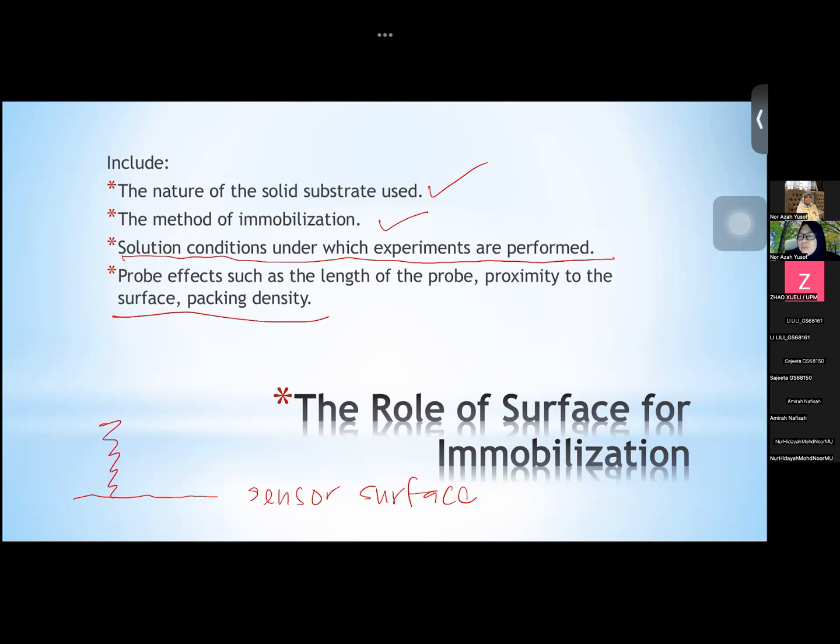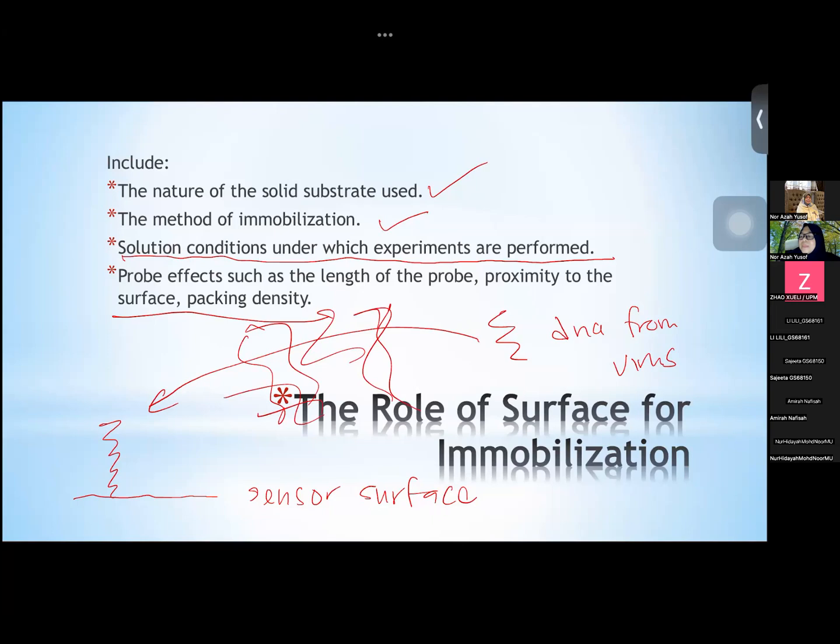So imagine the DNA. Let's say this is the DNA from the virus, and they're supposed to meet here. And these are the crowd, so many other proteins in the blood. If you design the probe too short, then it is difficult to be approached. But if you design it a bit exposed to the surface, then probably this DNA from the virus will be able to recognize the matching DNA. So that is what we call probe effect, a right length, so it is recognizable by the matching DNA.